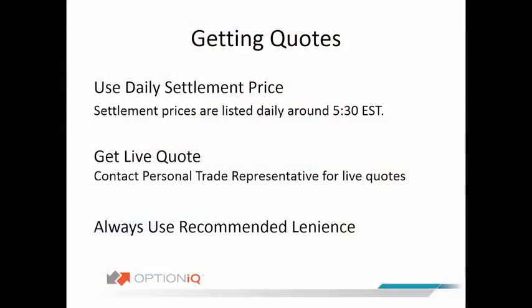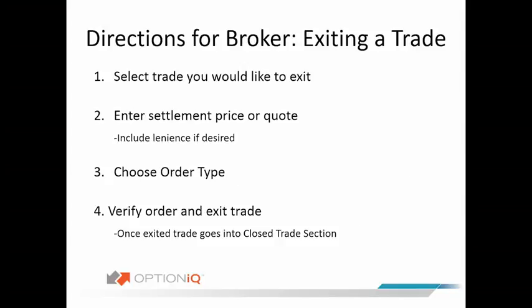Now, let's talk about getting quotes. If you don't want to use lenience, taking a ballpark number and giving it a little wiggle room, you could get quotes. You can always contact your personal trade or dedicated trading representative to help you with that. You can either use the daily settlement price, where the market closed the day before, which is an estimated price, and throw a little bit of lenience in there, or you could get a live quote. With live quotes, we might still recommend putting a little bit of lenience on those as well, just to give you a little wiggle room to get the trade executed.